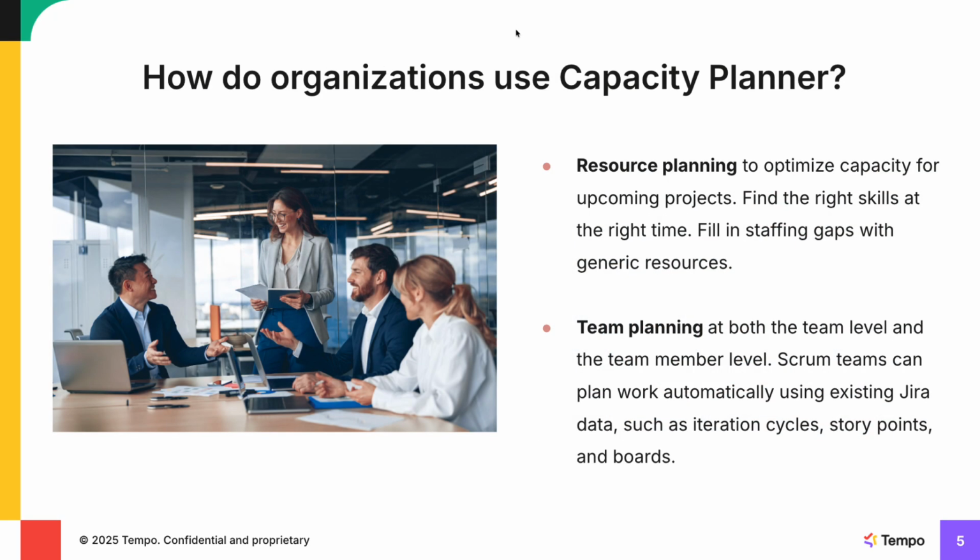And how do organizations use Capacity Planner? As an administrator, you might not be using Capacity Planner for planning, but it's important that you understand how your organization is using it. Resource planning is a common workflow to optimize capacity for upcoming projects. Managers need to find the right skills at the right time, and even fill in staffing gaps with generic resources. Capacity Planner also provides tools for team planning at both the team level and the team member level. Scrum teams can plan work automatically using existing Jira data, such as iteration cycles, story points, and boards. As we go on, you'll see how the features that you set up fit in with both of these scenarios.